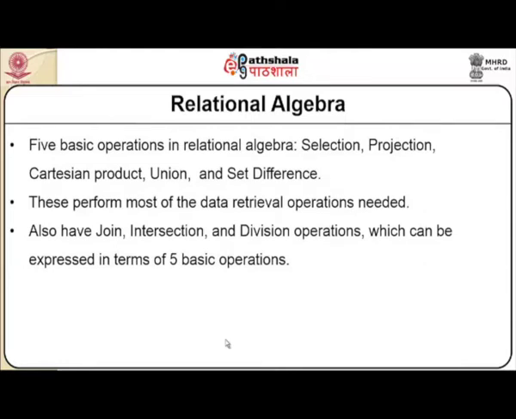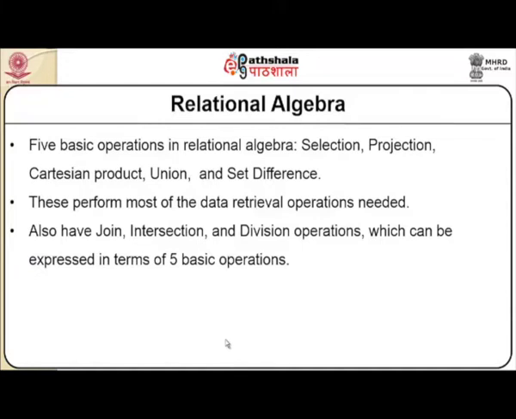There are basically 5 relational algebra operators. Those are selection, projection, Cartesian product, union and set difference. So, these 5 operators perform most of the data retrieval operations that are needed, and we also have other operations like join, intersection and division operations which can be expressed over and above these 5 relational algebra operators.